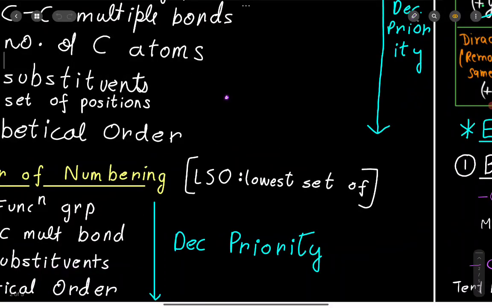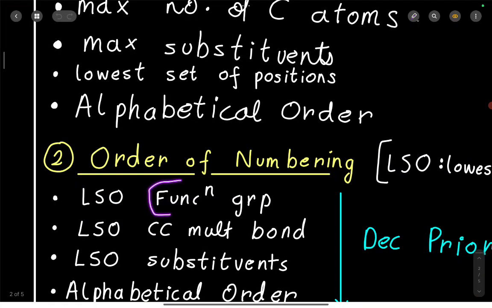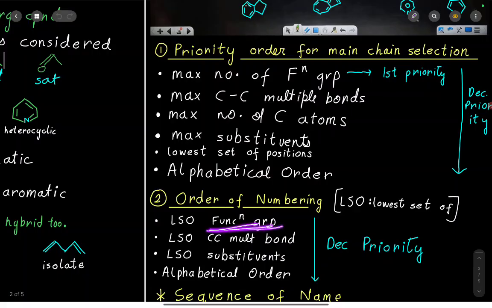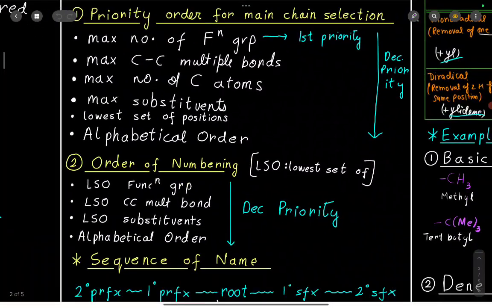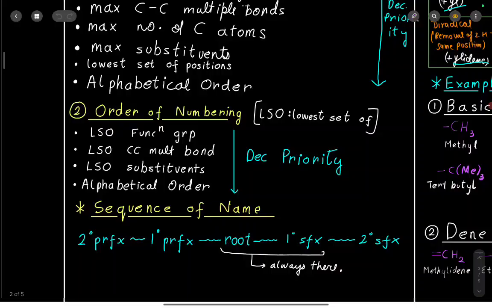So this is exactly what I told you about the numbering. First you will check the lowest set of functional group. Functional groups are special groups which can affect the chemical properties of a compound drastically, and we will learn about the basic functional groups and their names. Basically you have to give priority to the functional groups, followed by the multiple bonds, followed by the substituents, and lastly, if everything fails, alphabetical order is your last priority. As I told you, this is decreasing priority. Here also you can see functional group had the maximum priority.